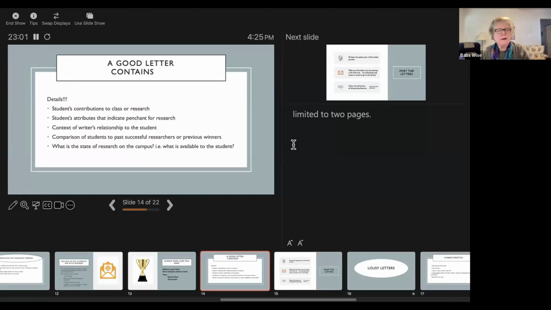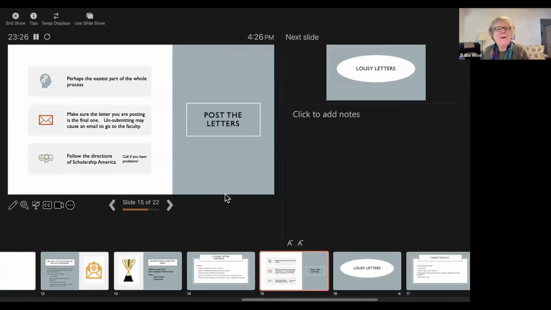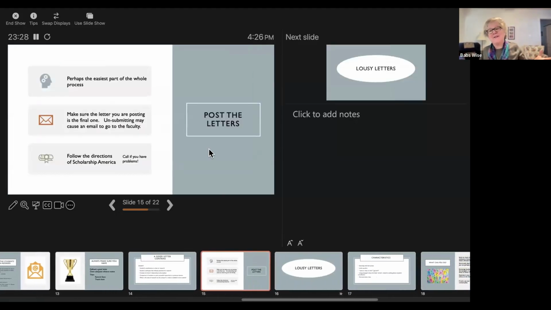And then also, I think a brief statement about what's the availability, from their perspective, of research for this student on campus, because that does vary a lot from campus to campus. What's available to the student, and how much advantage are they taking of what's available? So a good letter has details. And then your easiest job is to actually post the letters.